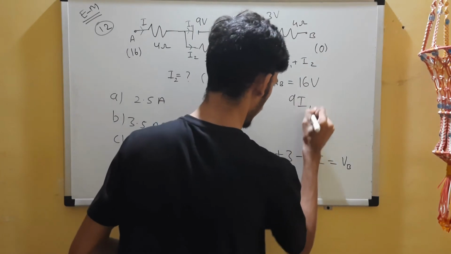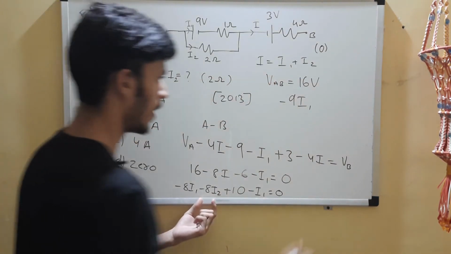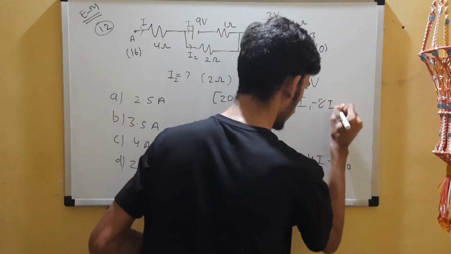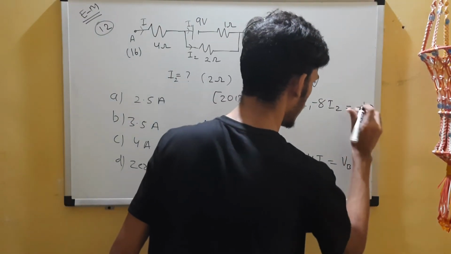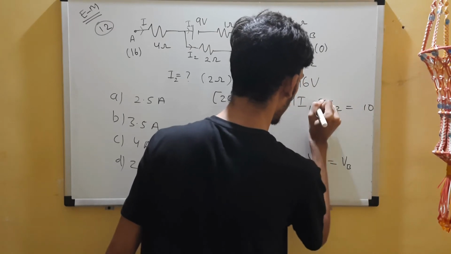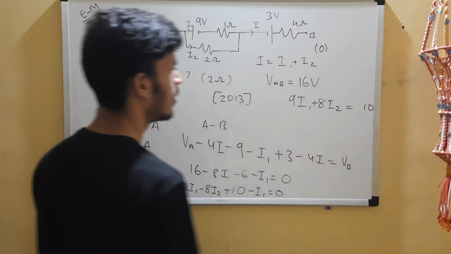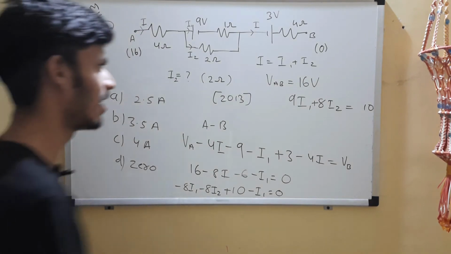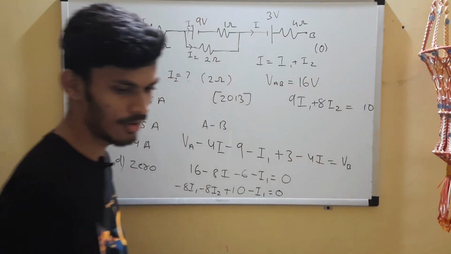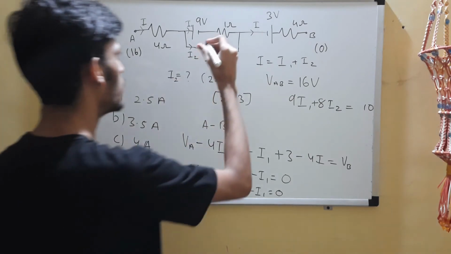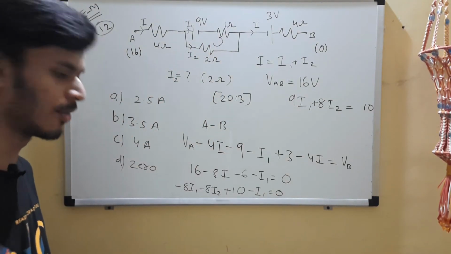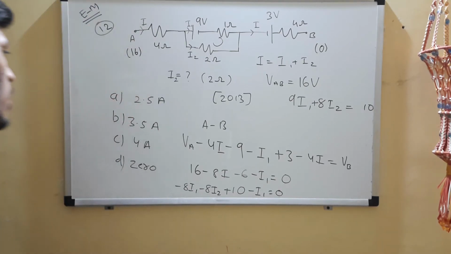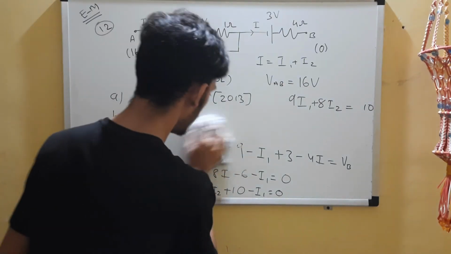minus 9I1 minus 8I2, and let's take this 10 to the other side, that will be minus 10, so we can cancel this minus sign throughout. So 9I1 plus 8I2 equals 10. That is our equation 1. We have to solve this loop now. We'll move around this loop and find one more equation, and we'll solve the equations for the two variables. You can note till here. I'll erase this off now.